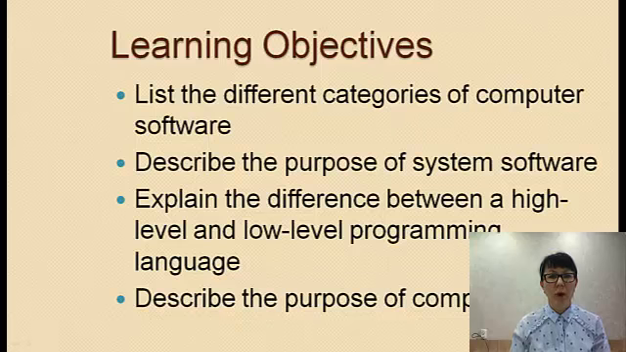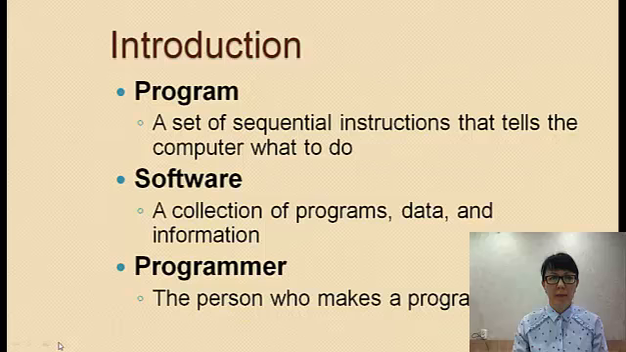These are the learning objectives. List the different categories of computer software. Describe the purpose of system software. Explain the difference between a high-level and a low-level programming language. And describe the purpose of compilers. This slide shows the main terms of our lecture.